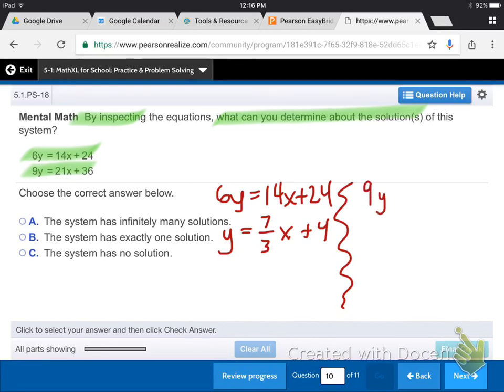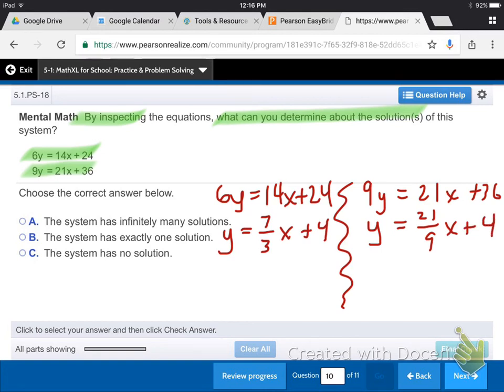Here's the other one, 9y equals 21x plus 36. So let's divide every number by, can we do 9? No, 9 goes into 9 and 36, but not 21. How about 3? Let's try that. So divide every number by 3. Or we could do 9, just to divide every number by 9. Let's try it. So that would make 1y equals 21 over 9x plus 36 over 9, which is 4.